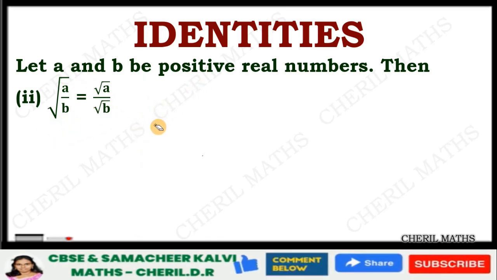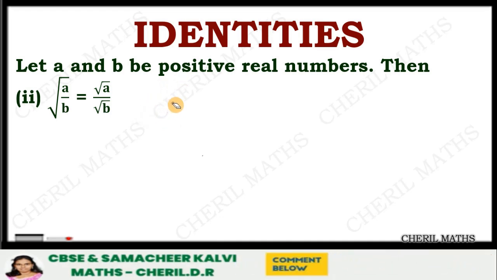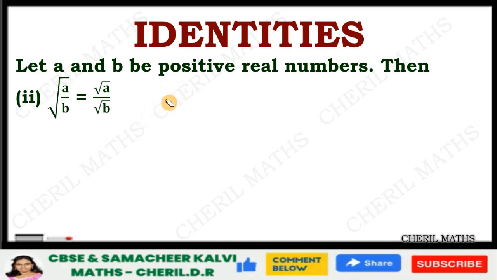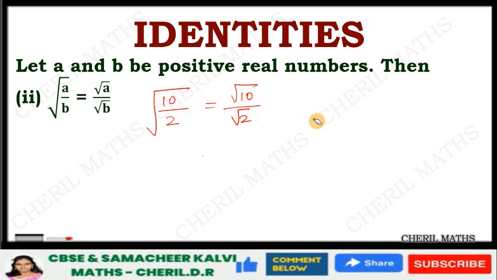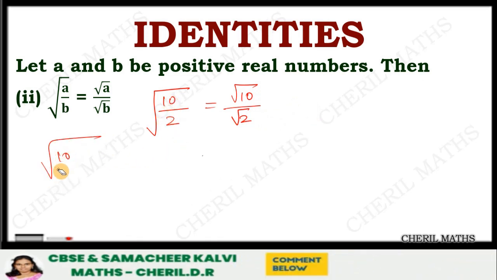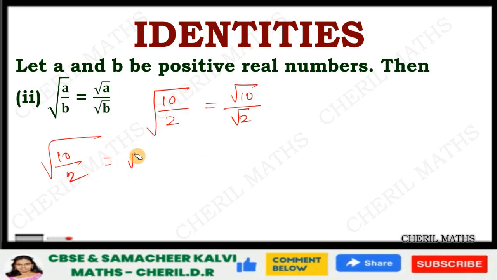Okay, so with respect to division, you have the square root of a by b. For example, you can take it to be 10 by 2. The square root of 10 by 2, you can write as the square root of 10 divided by the square root of 2. Okay, so what will be 10 by 2? 5, isn't it? So we know that the square root of 10 by 2 will be the square root of 5.